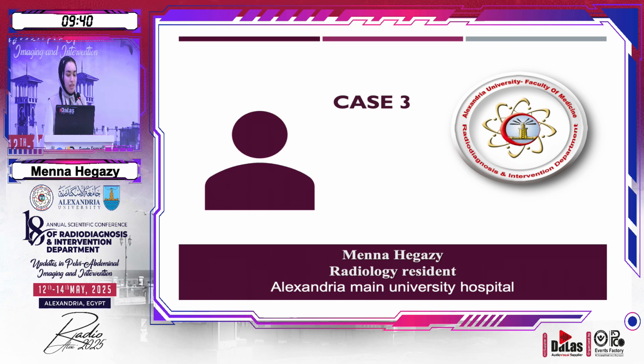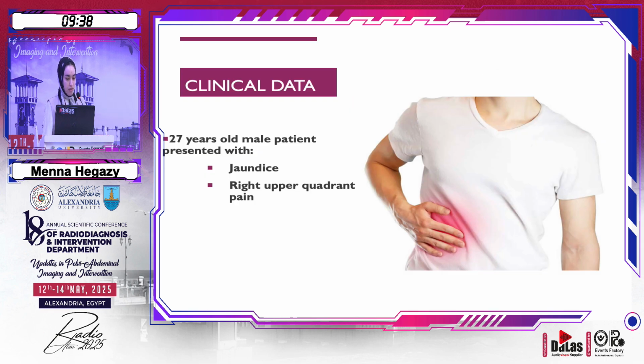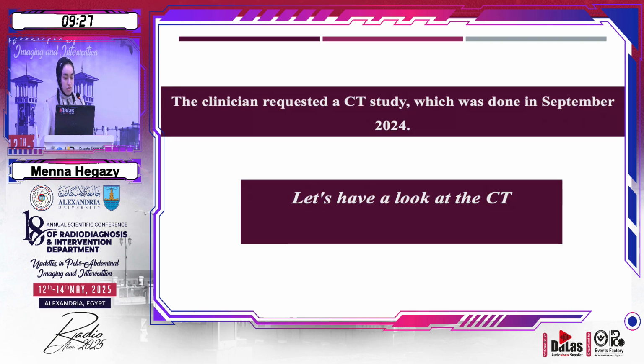Today's case is about a 27-year-old male patient presented with jaundice and right upper quadrant pain. He had a free past medical history. At that time, the clinician requested a CT study. This was done in September 2024. Let's take a look at the CT.